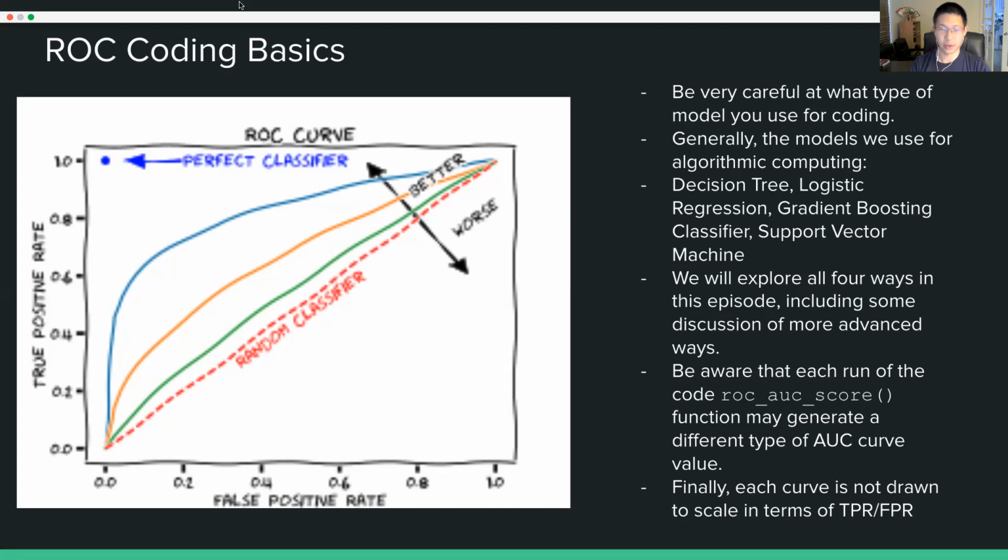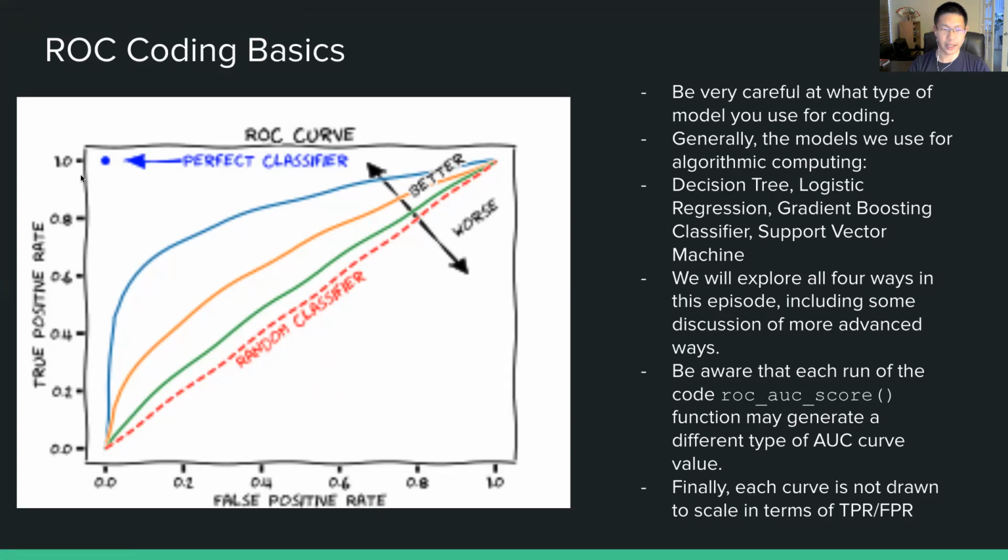And of course, since we're doing a bit of random sampling here, every time we run the code, the ROC AUC score may generate a different AUC curve. And finally, of course, this is Python, not architecture. It's not drawn to scale. So the TPR, FPR right now may be deceptively simple, but depending on the data set you're using, it might actually not be so simple.